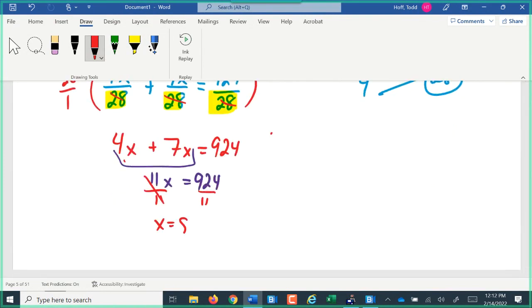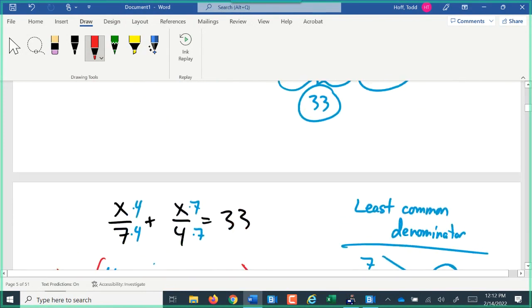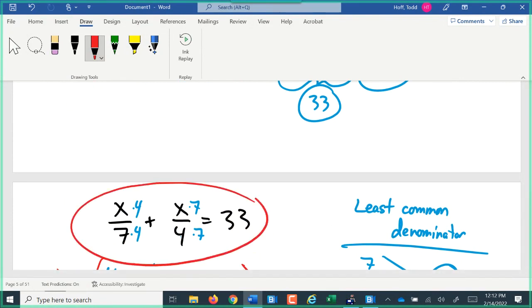924 divided by 11 is 84. X equals 84. We get the same answer. In this example here, x over 7 plus x over 4 equals 33. If you're good at working with fractions, or at least okay at working with fractions, that was probably the simplest way to do it and probably the least amount of work to solve this problem.